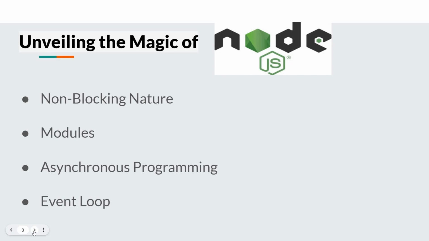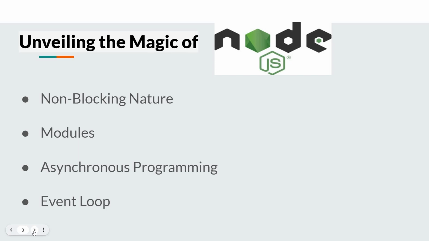Modules. Node.js uses a module system to organize code into reusable pieces. Each module encapsulates specific functionality, making it easier to maintain and scale applications. Asynchronous programming. JavaScript's asynchronous nature is essential in Node.js for managing tasks like file I/O and network requests without blocking the main execution thread. I assume you guys are well familiar with the JavaScript execution context. These are all achieved through callbacks, promises, and the newly introduced ES6 syntax async await.